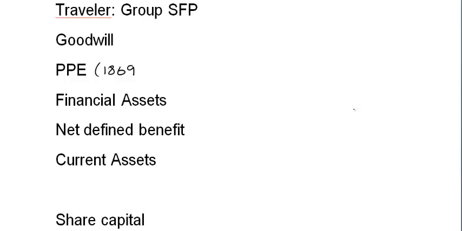So in terms of our financial assets, if I add them together, that gives me a figure of 138. We've got a net defined benefit asset of 72. I'm not quite sure what that is. I think that's something to do with the pension. Just slot it in at this particular stage. Current assets, add them together, 2126. So that's our total assets dealt with.